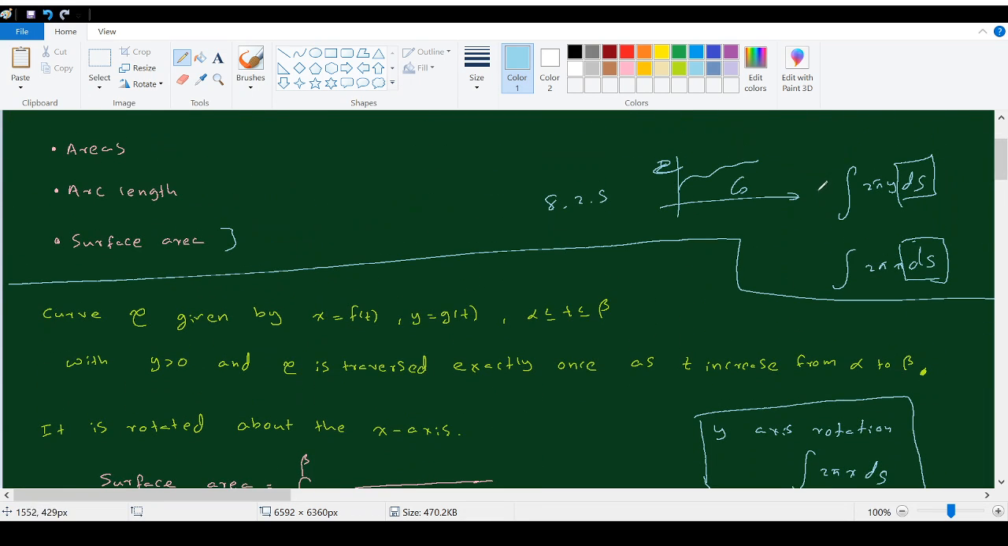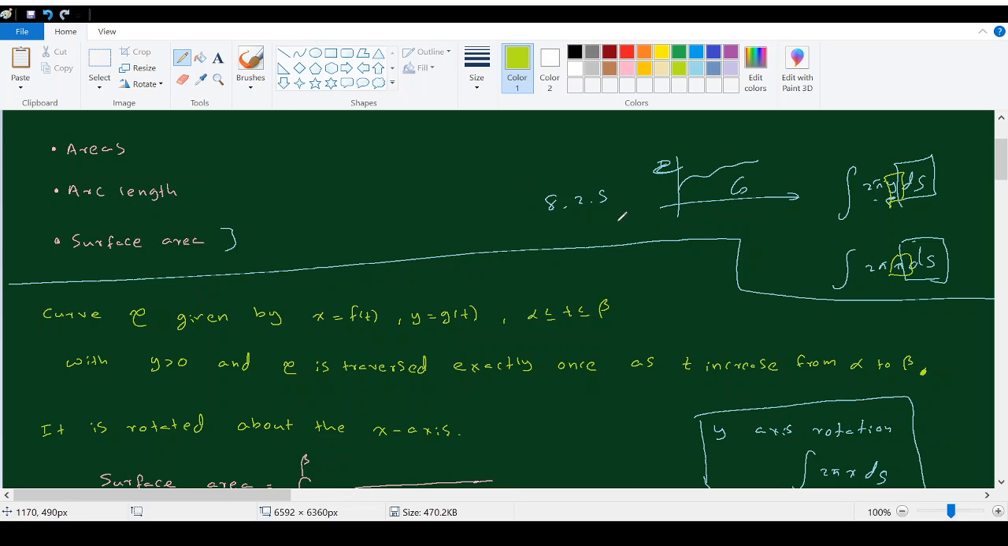So this same rule: when it is an x-axis rotation, you will have y here, and if it is a y-axis rotation, you will have x here. That rule is still there for the parametric relationships as well.